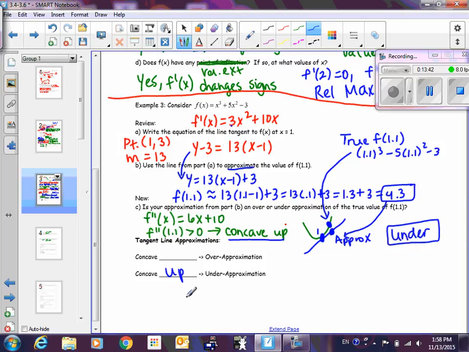So what do you think would happen if we had a concave down problem? I mean, think about it. If it was concave down, where would that tangent line be? It would be above, and we would have an over approximation. So this is kind of the general rule. You don't have to memorize that. You can always look at a picture.